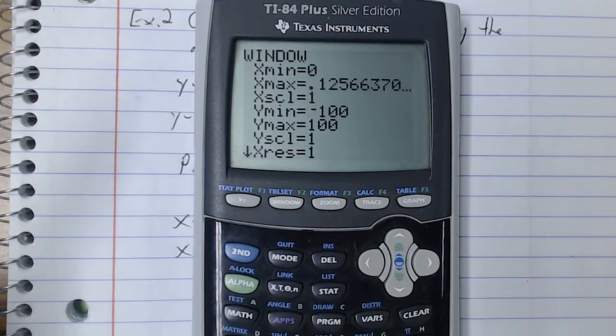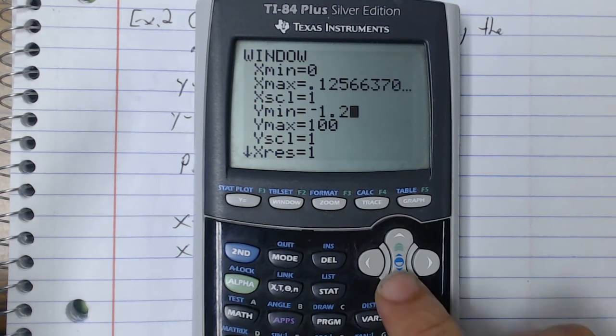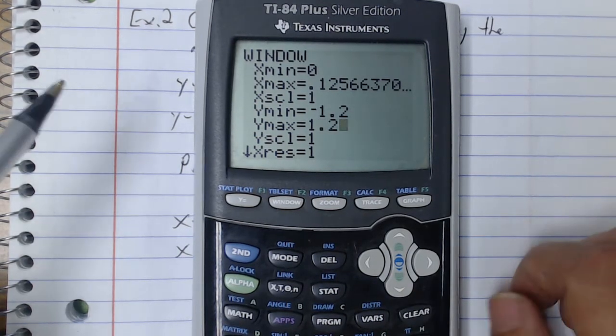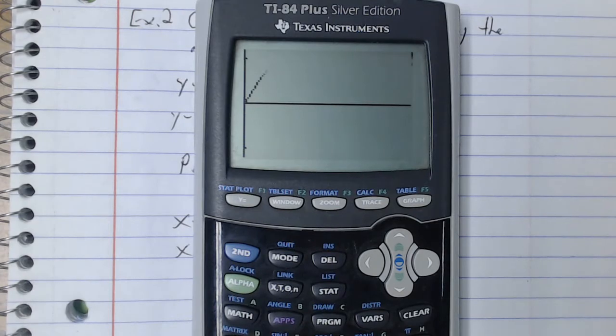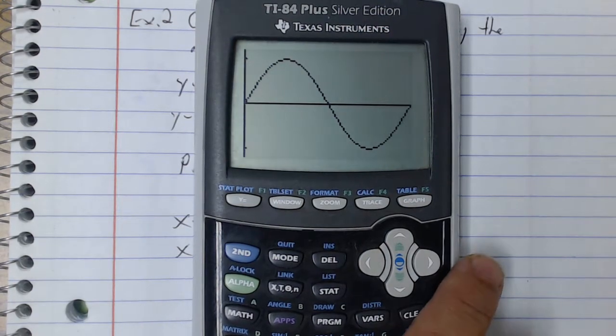And then my y minimum will be -1.2. My y maximum will be 1.2. And now we're ready to graph this. So if we graph it, notice we get 1 single period of this sine graph. Okay, so let's move on to the third example.